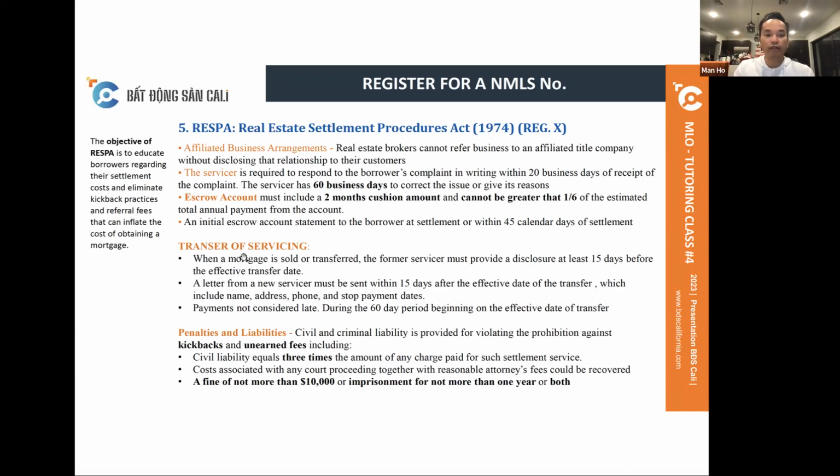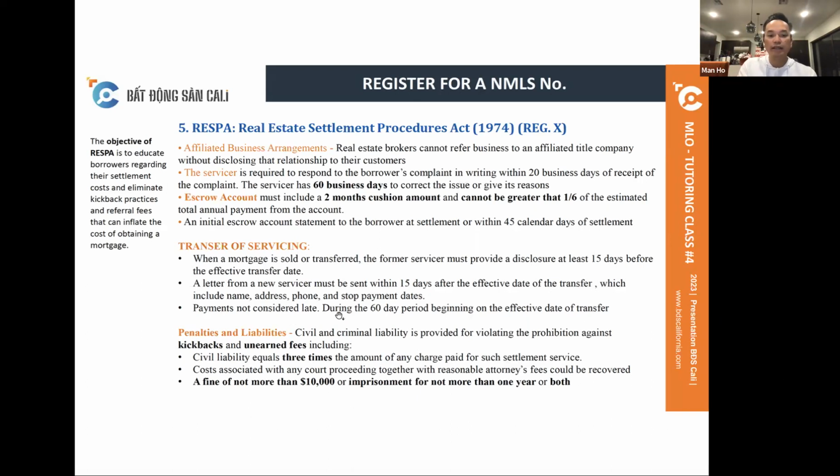We talk about transfer of servicing. The former servicer must provide disclosure at least 15 days before the effective date of the transfer. A letter from the new servicer must be sent within 15 days after the effective date of transfer. Meaning the old servicer needs to send it out 15 days before the start, and then the new servicer needs to send it a maximum of 15 days after the new date starts.